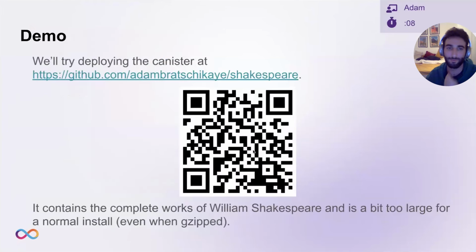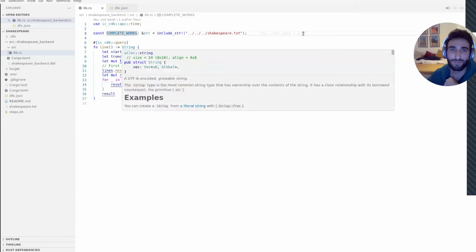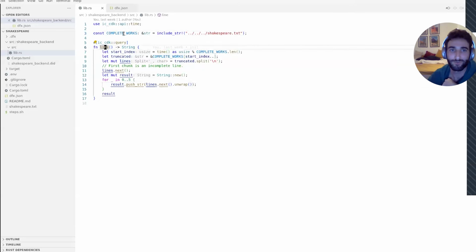Okay, yeah. So I'm just going to demo this quickly with an example canister. If you want to follow this QR code, you can get a link to a very simple canister that is just too large to be installed by normal methods. It has one method called line, which gives you back some random lines of Shakespeare, just anything in the complete works. The reason this canister is a bit large is because I've embedded as raw text the complete works of Shakespeare, which is not that big, but sadly for our current size limitations on canisters, it's too much to deploy using our original methods.